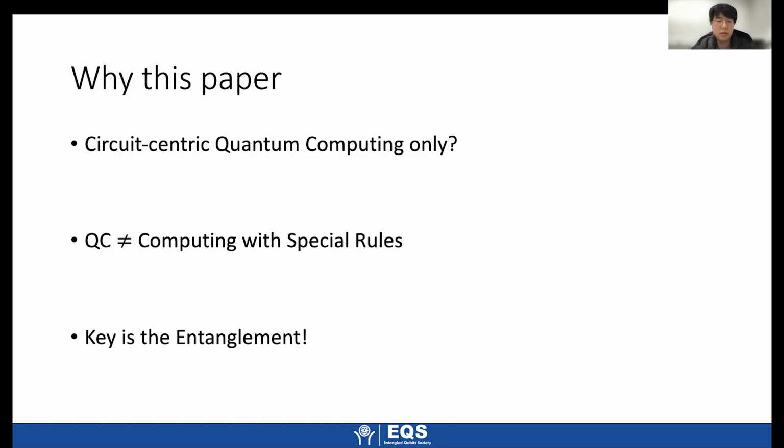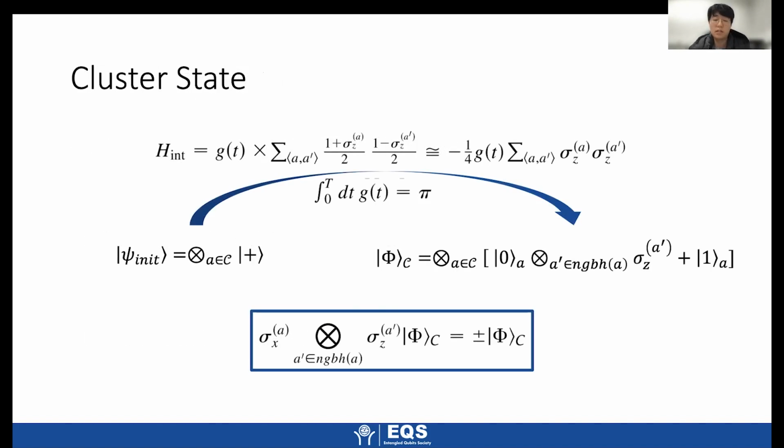The key is to use entanglement as much as possible, because entanglement makes quantum computers fundamentally different from classical computers. A cluster state you can think of as a maximally entangled quantum state of qubits. So we prepare the initial state as a product state, which is not entangled, and we evolve this state with this interaction Hamiltonian. This looks like an Ising type Hamiltonian. The resulting cluster state is like this.